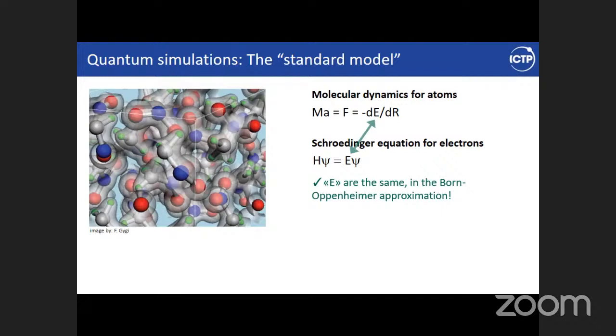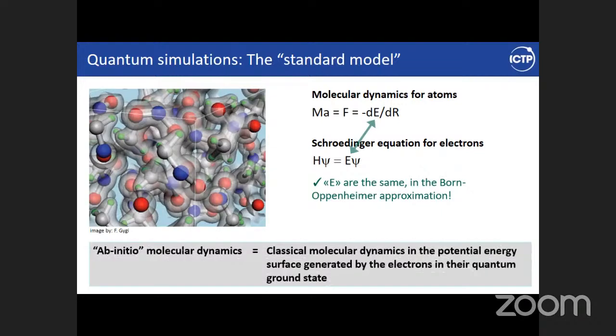Okay, so you fix the atoms in a given configuration, you determine the ground state using quantum mechanics for the electrons, and that energy is the energy that enters into the evolution of the classical dynamics of the atoms. And so what we call ab initio molecular dynamics is essentially, once again, the classical molecular dynamics in the potential energy surface E generated by electrons in their ground state.